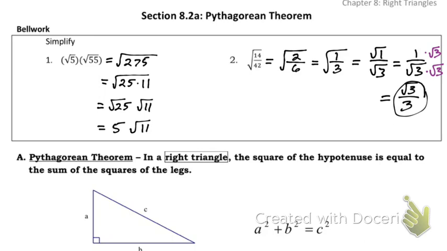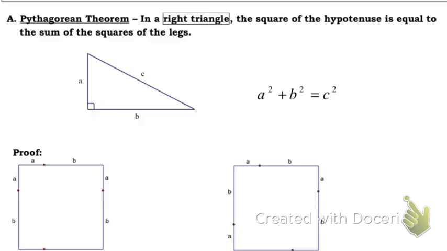Okay, then today we're going to get into the Pythagorean theorem. The Pythagorean theorem in a right triangle. So we're not going to use the Pythagorean theorem in every triangle we see. It has to be a right triangle to use the Pythagorean theorem.